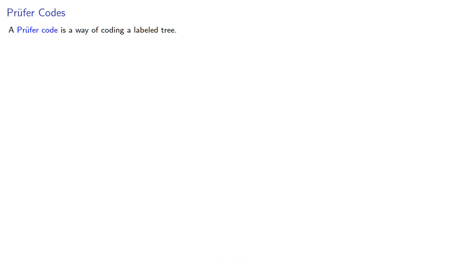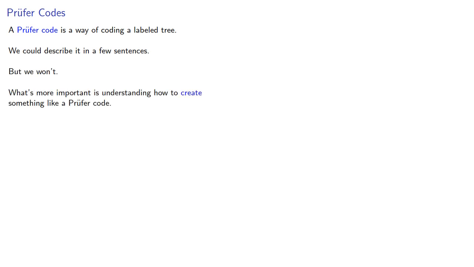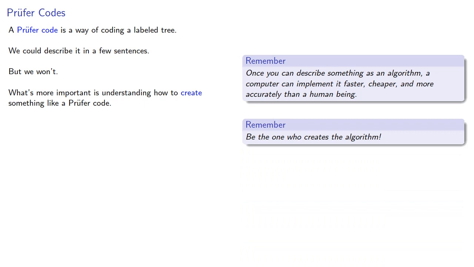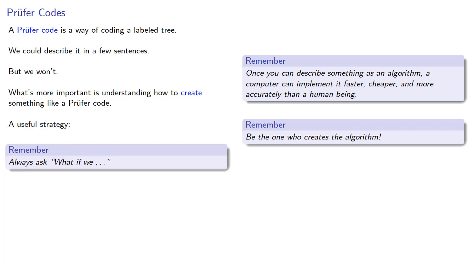A Prufer code is a way of coding a labeled tree. We could describe it in a few sentences, but we won't. What's more important is understanding how to create something like a Prufer code. Remember, once you can describe something as an algorithm, a computer can implement it faster, cheaper, and more accurately than a human being. You want to be the one who creates the algorithm. A useful strategy: always ask, what if we?